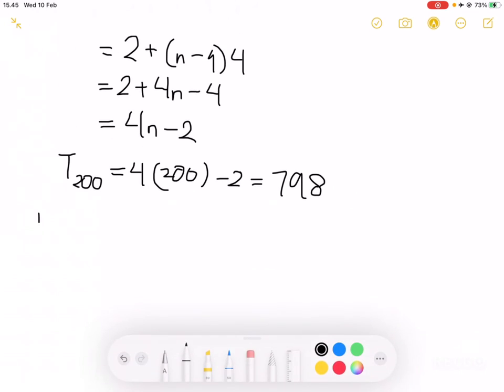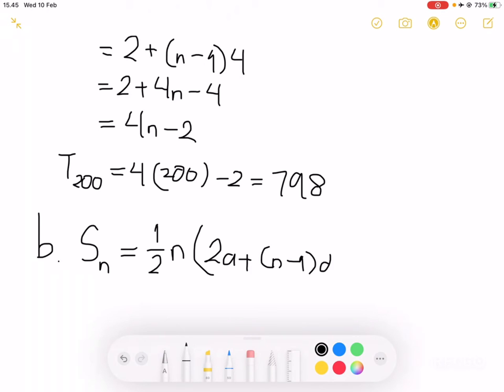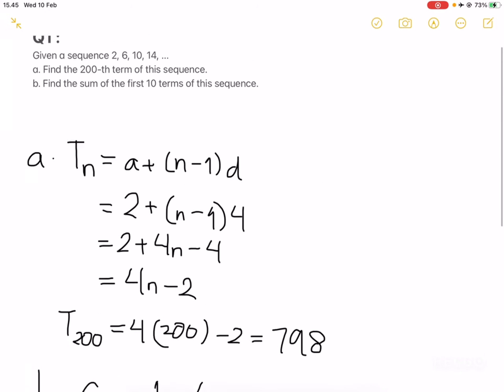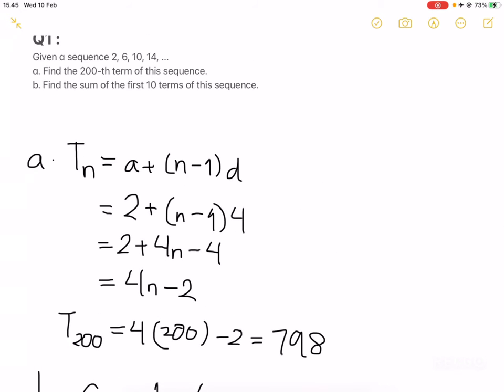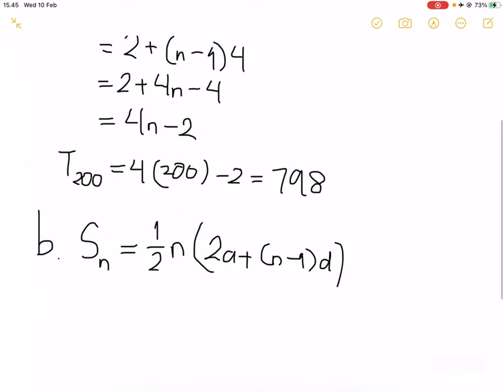Alright, so we can just use our formula for Sn. Sn is equal to a half times n, times in the parentheses 2a plus n minus 1 times d. Or suppose you need to find the Tn, in this case the 10th term. You can just do that as well, and then you can just do that all the way.